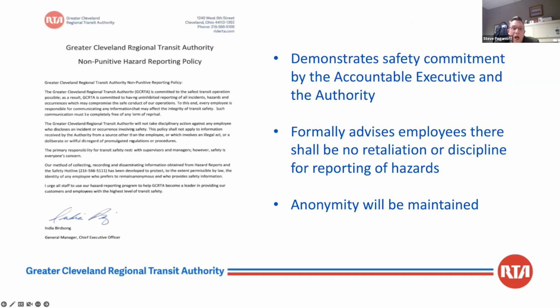So on the left is a copy of our non-punitive hazard reporting policy. It's signed by our General Manager and Chief Executive Officer, who is also our accountable executive. And this document is contained within our agency safety plan. It's used to advise all employees, both members of the ATU and management, that there shall be no retaliation or discipline surrounding employee hazard reporting.